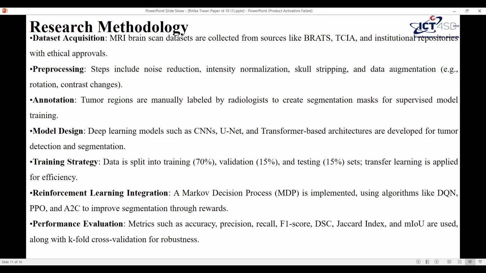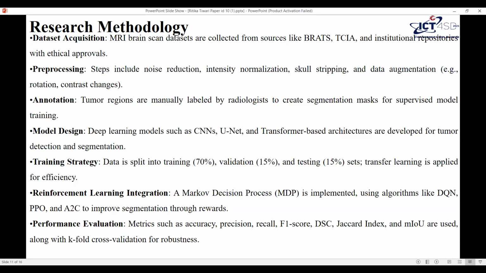Annotation: the tumor regions are manually labeled by radiologists to create segmentation masks for supervised model training. Designing of the model is done by providing the algorithm on the basis of CNNs, U-Net, or transformer-based architectures. The training strategy should include splitting the data into 70% training, 15% validation, and 15% testing.